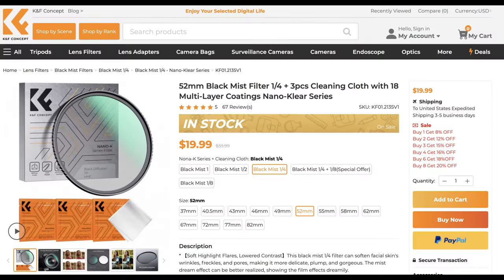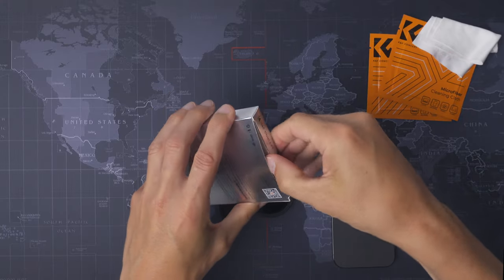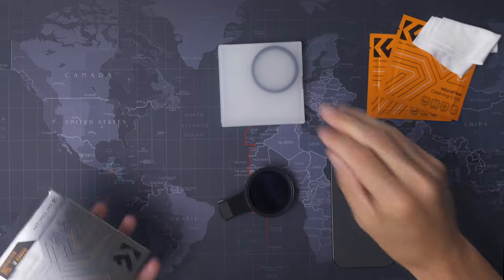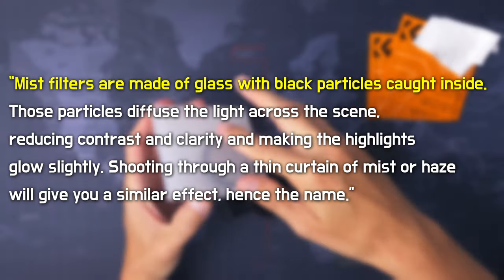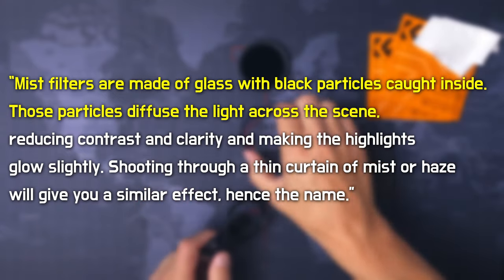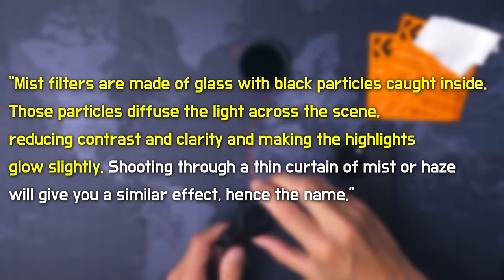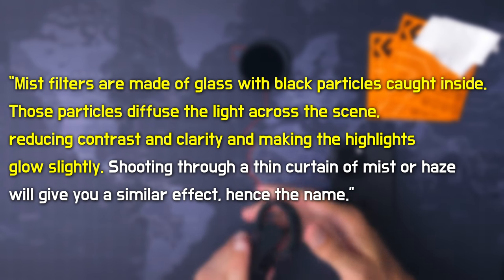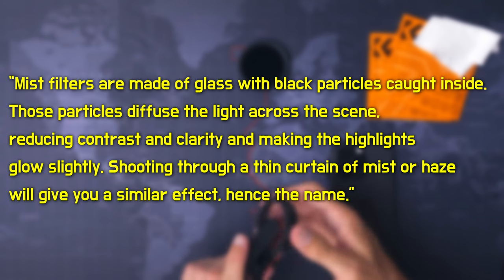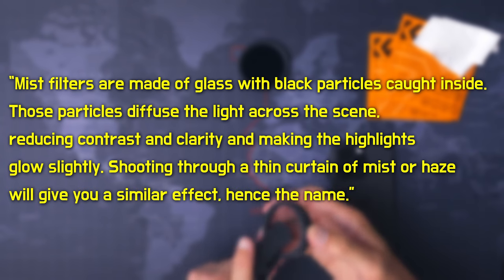A black mist filter. In this case, it's the cheapest black mist filter from K&F Concept, just to test. You probably already know what the mist filter does, but here's a very quick recap. I stole this text from Adorama. Mist filters are made of glass with black particles caught inside. Those particles diffuse the light across the scene, reducing contrast and clarity and making the highlights glow slightly. Shooting through a thin curtain of mist or haze will give you a similar effect, hence the name.